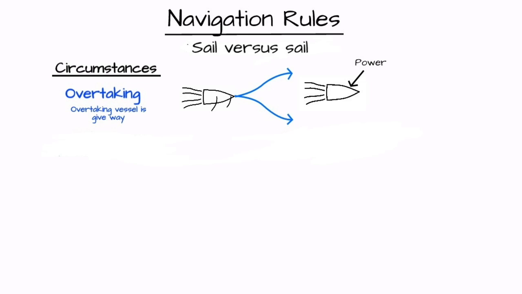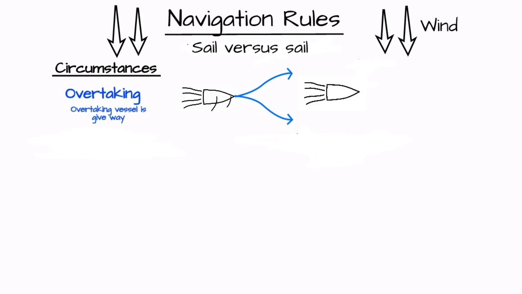For the next two circumstances, we're going to add the direction of the wind to the top of the page, because for both of those circumstances, the direction of wind plays a role in determining which vessel is give way and which is stand on. So let's look at our next circumstance.